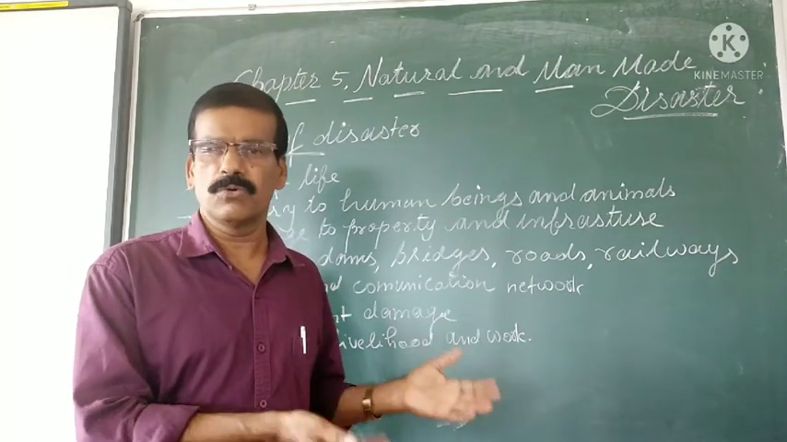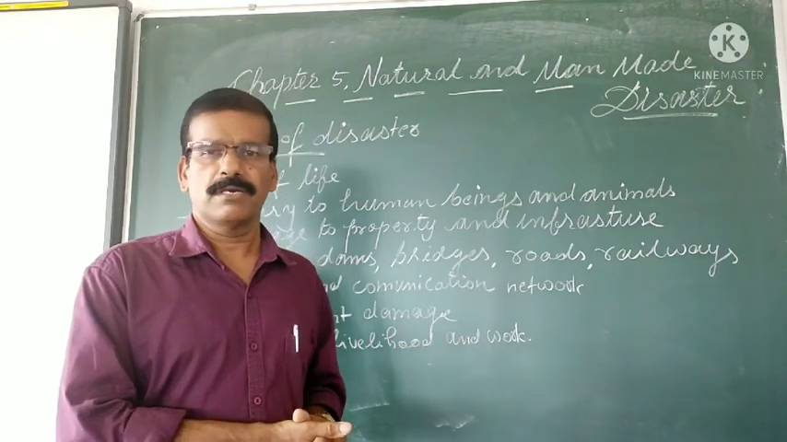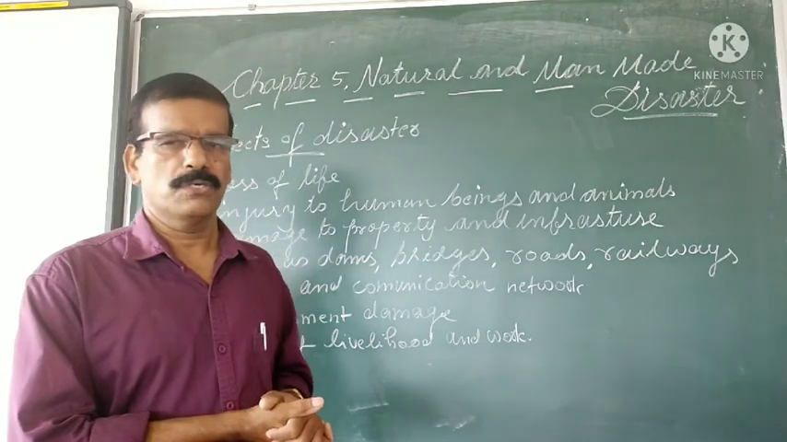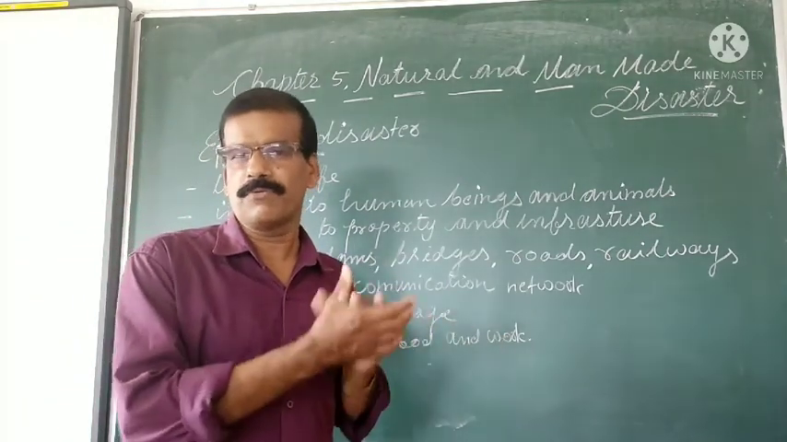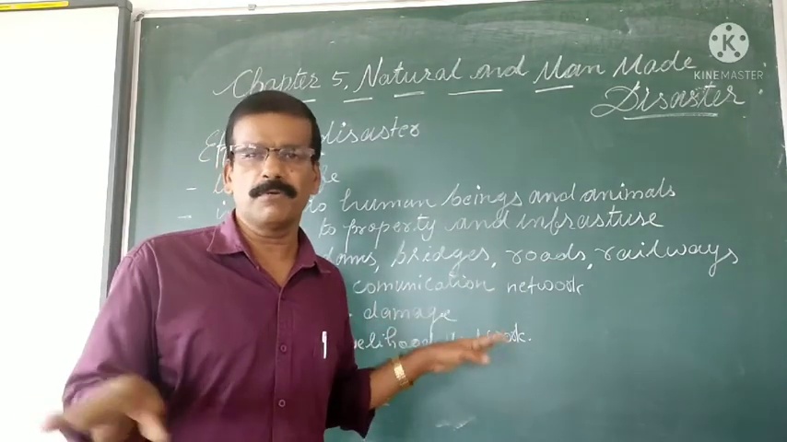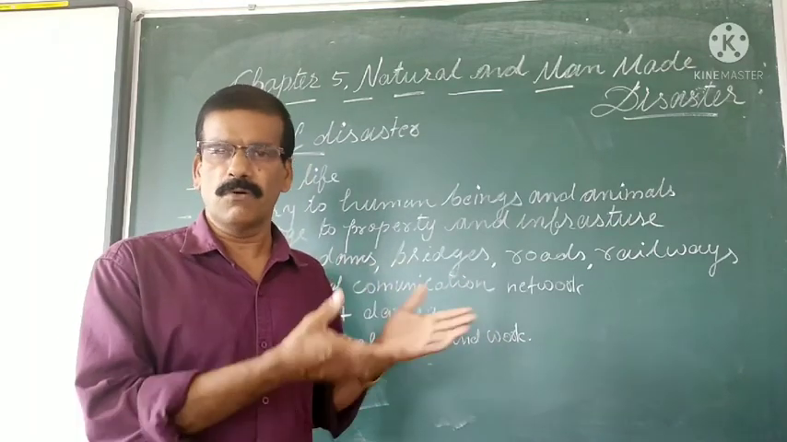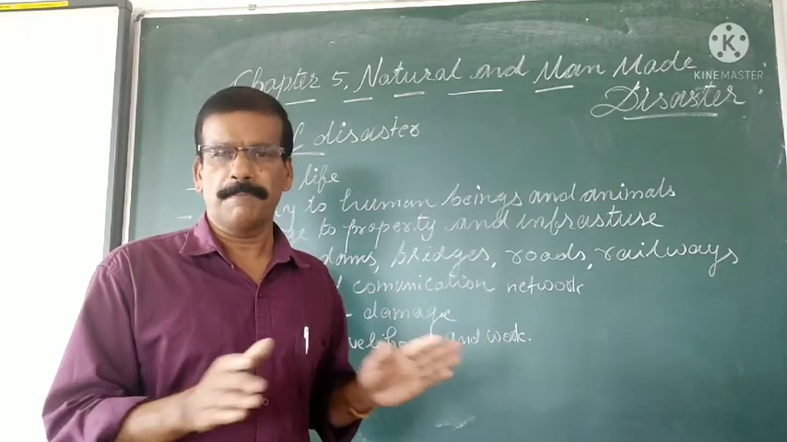Infrastructure includes roads, railways, communication, and dams. All this will be destroyed also. These are the main effects of the disaster. And apart from this, the people will remain out of work because the factories are damaged, offices are damaged, and the cultivable areas are completely perished.